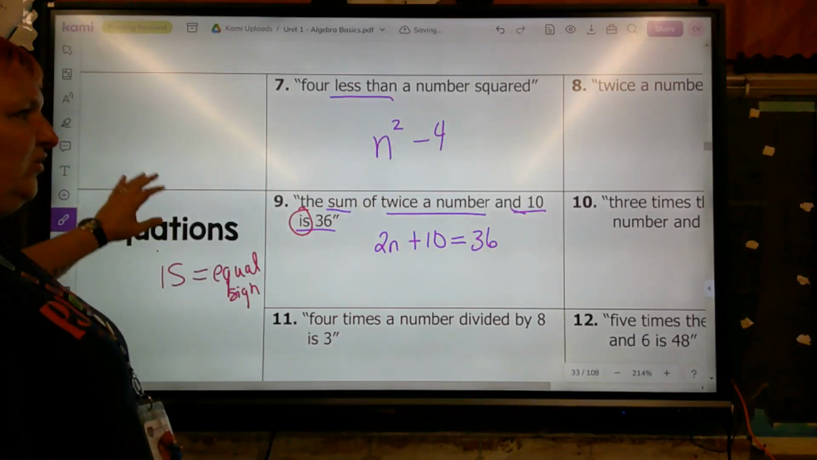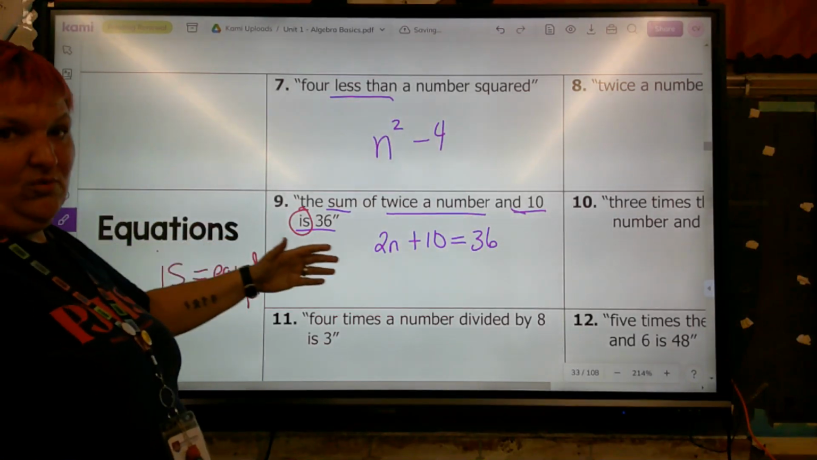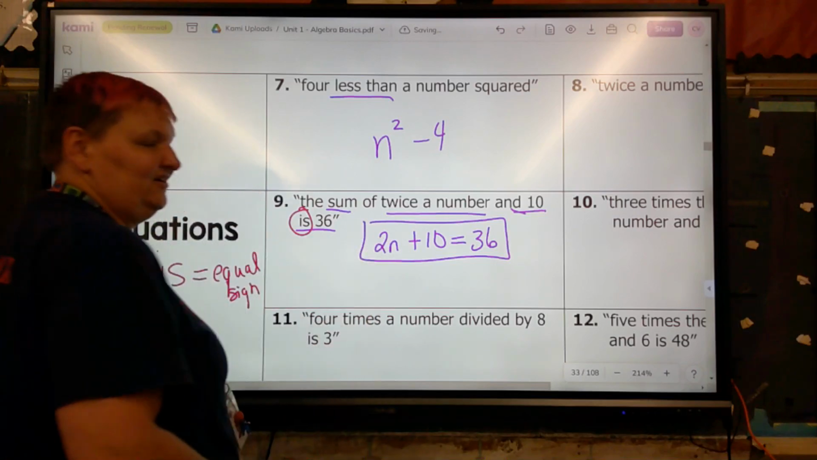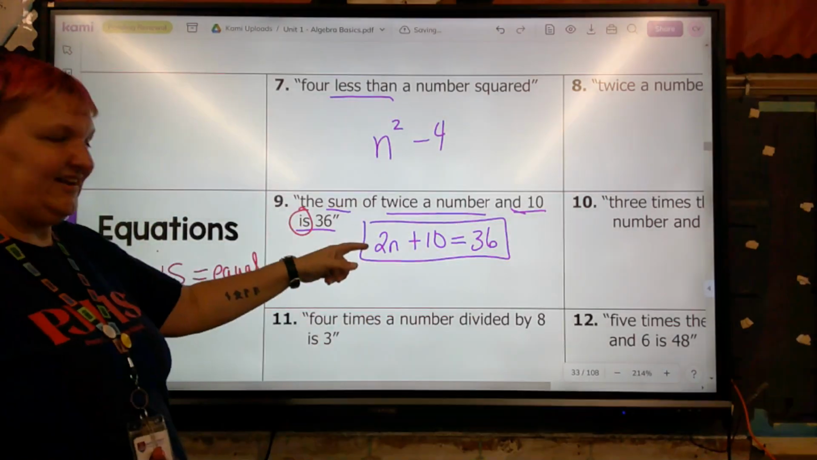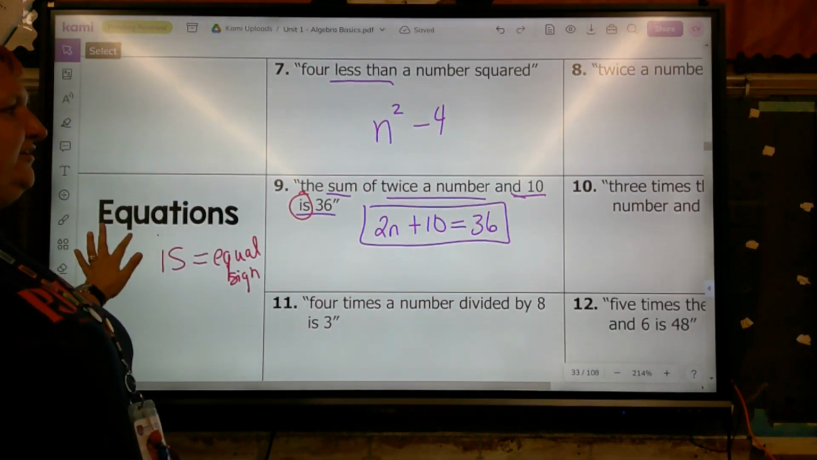And look, we're just translating. You don't even have to solve it yet. I mean, you're welcome to. But at the end of the day, this is your answer, because we're just translating. We're translating from words to math.